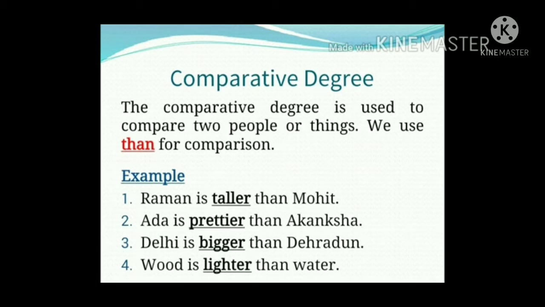Similarly, Ada is prettier than Akanksha, Delhi is bigger than Dehradun, wood is lighter than water. So in all the examples you can see the two nouns Ada, Akanksha, Delhi, Dehradun, wood, water, both nouns are being compared in each example in terms of their adjective which is used for comparing them.